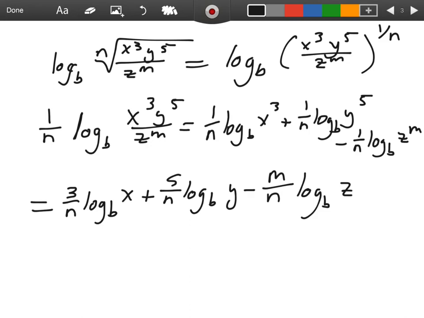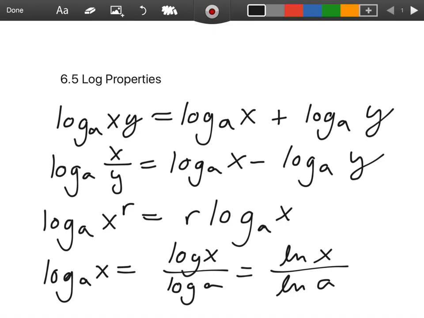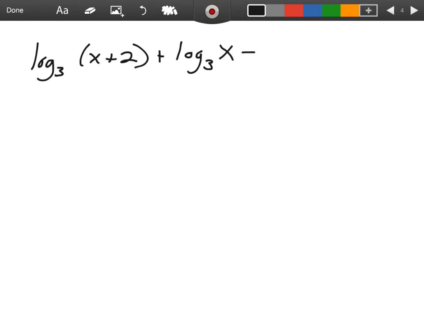Okay, now all these properties, it's good to go both ways with them. So most of the time we don't want to expand something out, we want to make it smaller. So let's go backwards with it. Let's say I have log base 3 of x plus 2 plus log base 3 of x minus log base 3 of 2.